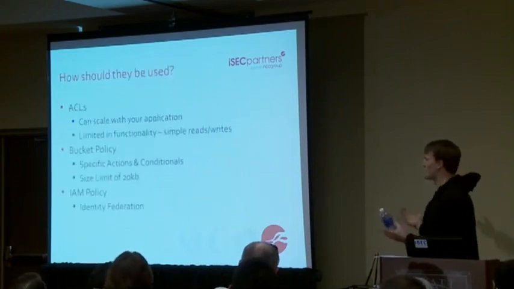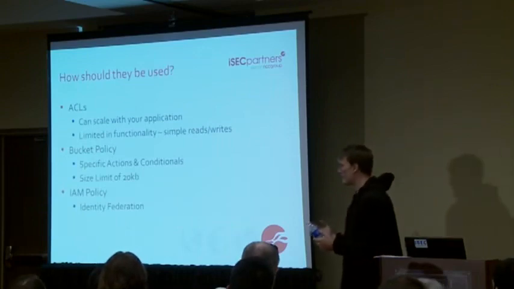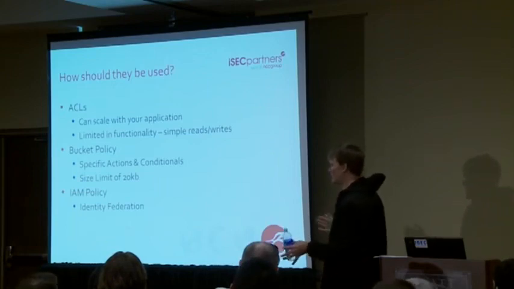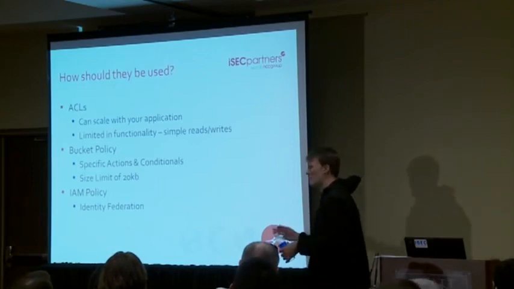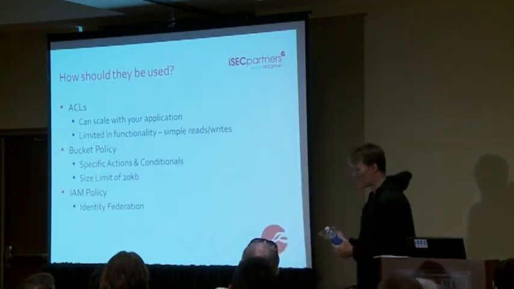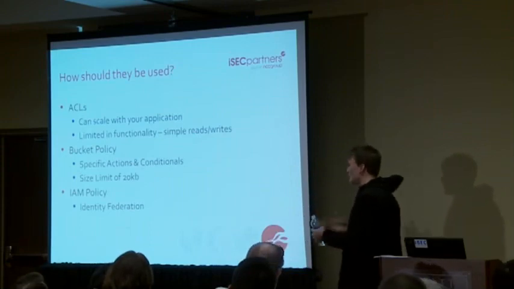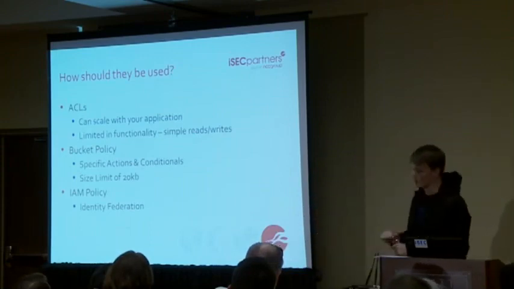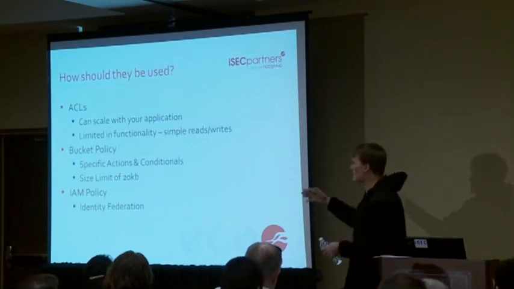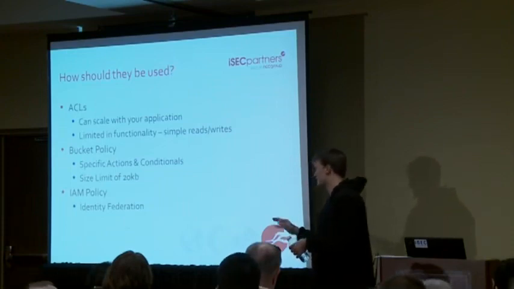So how should you use these? So tying it all together, ACLs again, they scale very well. You can use them for hundreds and thousands of objects within a bucket. Your bucket policy actually has a limit. It has a limit of 20 kilobytes, and so you can't use it on a mass scale like you can the ACLs. Also, the ACLs obviously have limited functionality. You can only do simple reads and writes, whereas your bucket policy can specify exact details that you want to enforce.